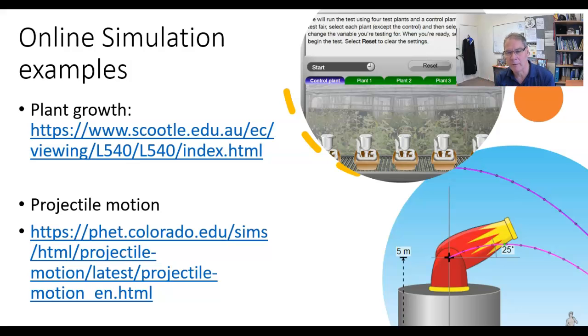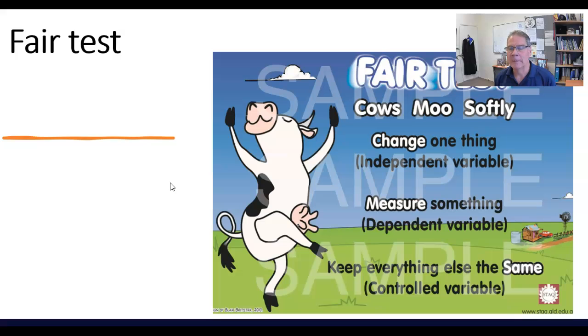What's the independent variable? Are all examined in this information? And it comes down to something I haven't used before, but I saw this and I said, this is great. "Cows move softly." Now, cows do move softly most of the time. But CMS: change only one thing, independent variable, measure something, dependent variable, and keep everything else the same. Change only one thing, measure it, and keep everything else the same.